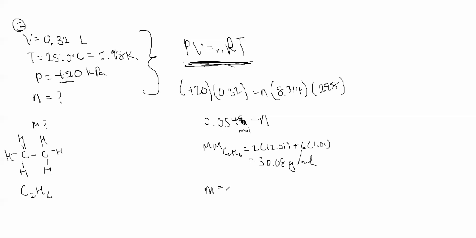That means the mass would be, although the question doesn't ask you, I'm going to ask you to do it anyways, moles times molar mass. And that is 0.054 times 30.08, which is approximately 1.6 grams. As you might imagine, PV equals nRT, there are 4 potential variables.